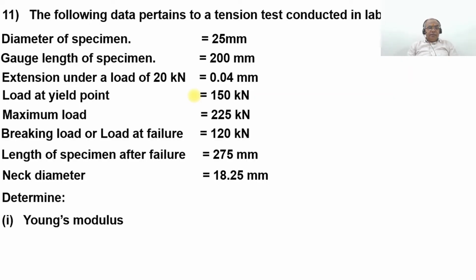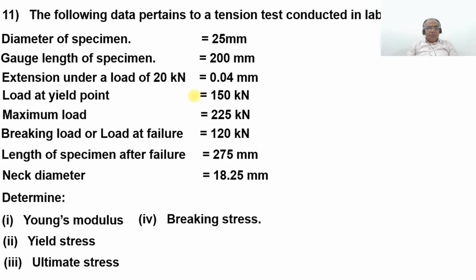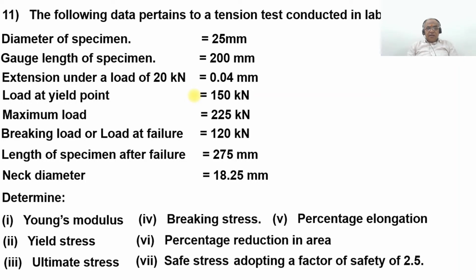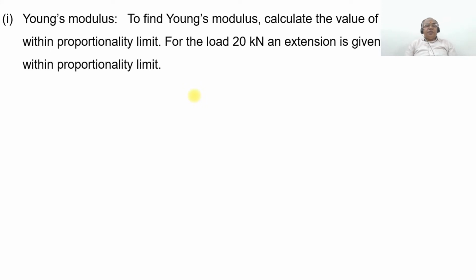Determine number 1, Young's modulus; number 2, yield stress; number 3, ultimate stress; number 4, breaking stress; number 5, percentage of elongation; number 6, percentage reduction in area; and number 7, safe stress adopting a factor of safety of 2.5. So first, we're going to consider the Young's modulus.